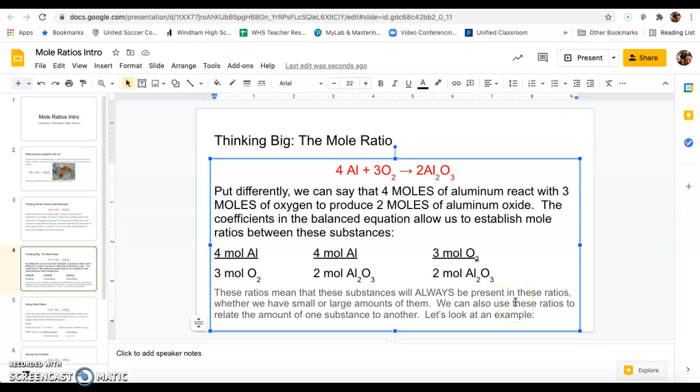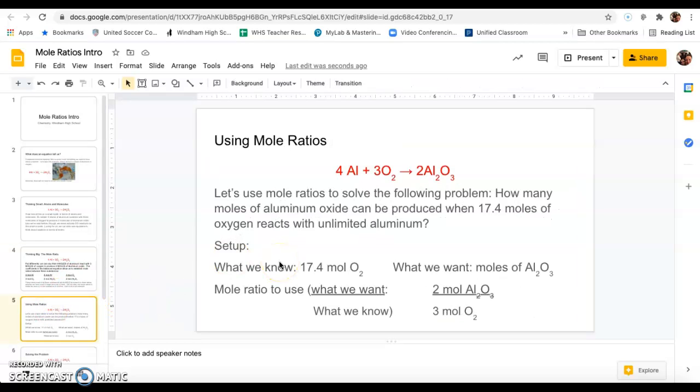And we can always use these ratios to relate the amount of one substance to another. Stoichiometry is all about establishing these relationships between substances in a balanced equation. And one thing you're always going to do in that process is to use a mole ratio to relate one substance to another. So let's look at an example. I came up with a quick little problem based on this equation. And the problem here is how many moles of aluminum oxide can be produced when 17.4 moles of oxygen reacts with unlimited aluminum.